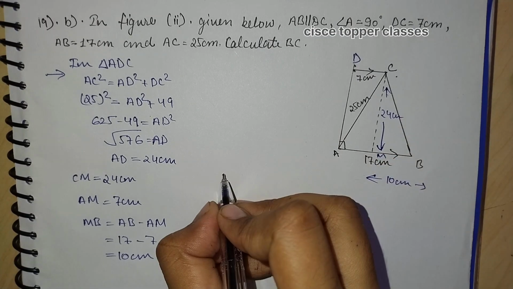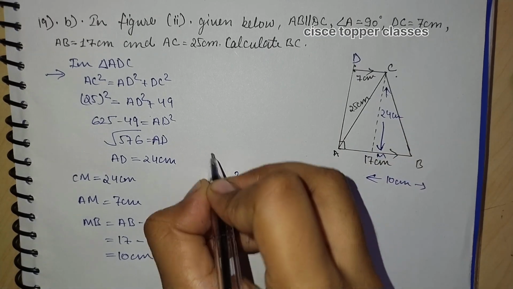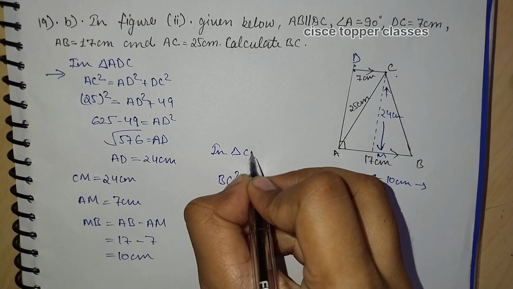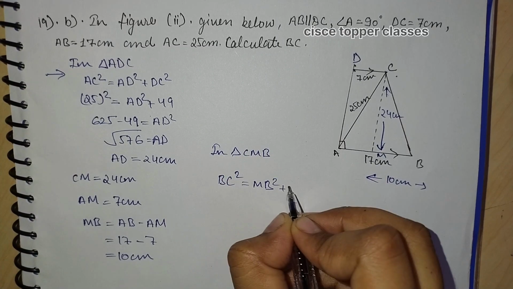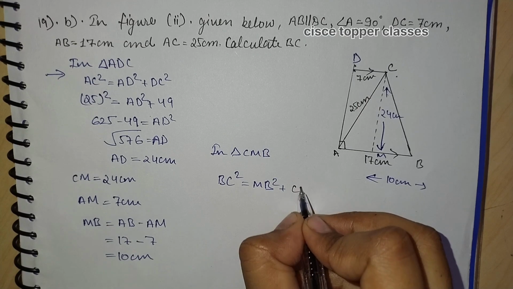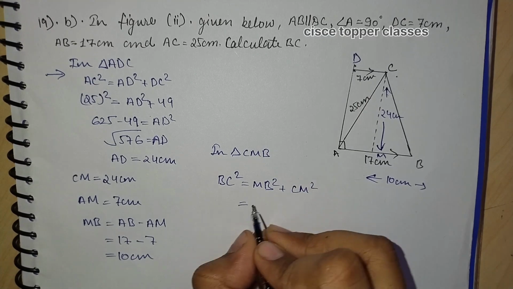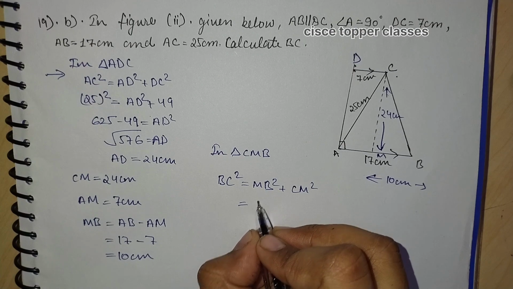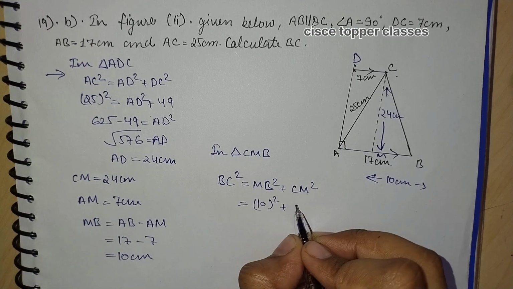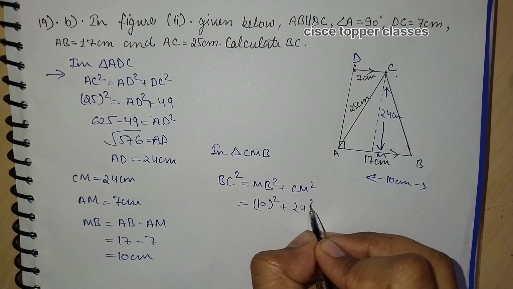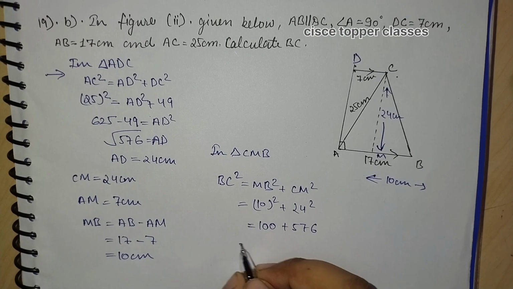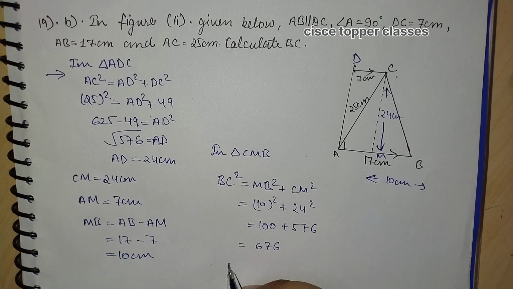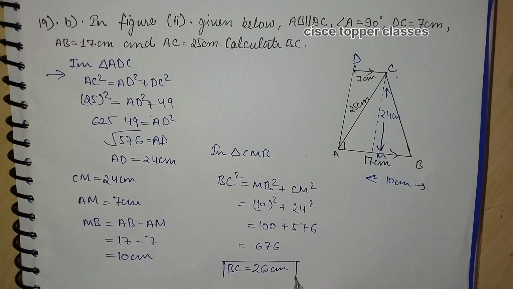Now we have to find the value of BC here. So by Pythagoras theorem, in right angle triangle CMB, we can write BC square is equal to MB square plus CM square. So this will be 10 whole square plus 24 whole square. Here we can write 100 plus 576 equal to 676. We will take the square root. On taking the square root, we will get 26 centimeter as the final answer which we had to find.